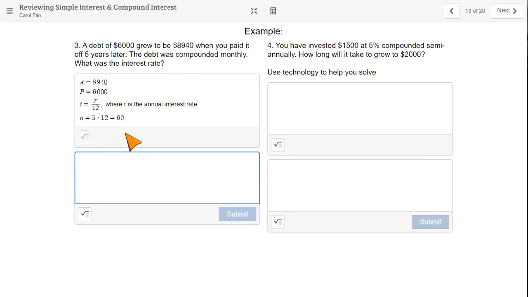Great. Let's take this now, and we're going to put it into our equation and then use algebra to solve. So 8,940 is equal to 6,000 times 1 plus R divided by 12, to the power of 60. We're going to start peeling things away one thing at a time until we are just left with R. Now, 6,000 is being multiplied with this power. So let's divide both sides by 6,000.